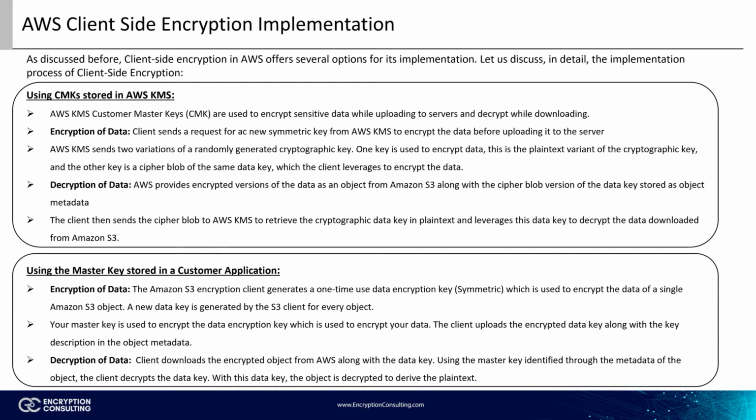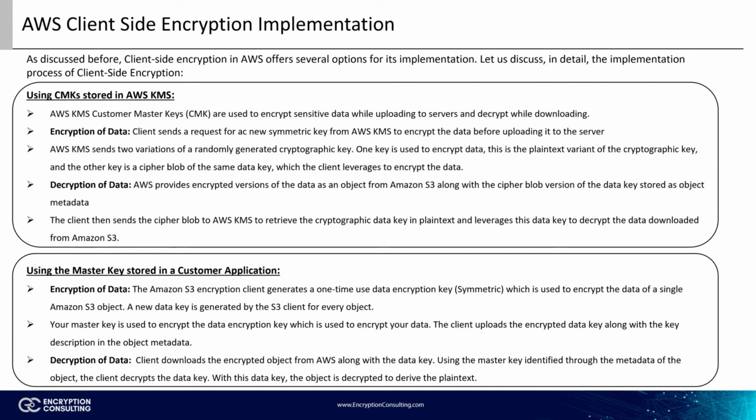Using a master key stored in a customer application. For encryption of data, the Amazon S3 encryption client generates a one-time use data encryption key, which is symmetric. This is used to encrypt the data of a single Amazon S3 object. A new data key is generated by the S3 client for every object. Your master key is then used to encrypt the data encryption key, which is used to encrypt your data. The client uploads the encrypted data key along with the key description in the object metadata.